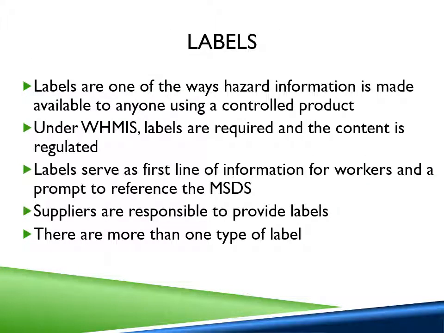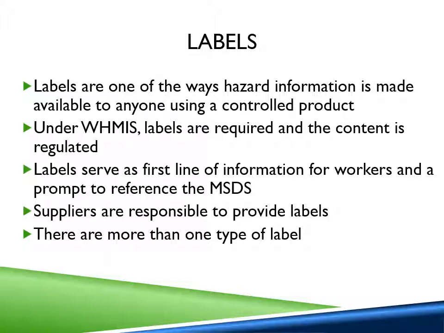Now that we have reviewed the controlled substances and classifications under WHMIS, we will move on to the subject of labels. Labels are one of the ways hazard information is made available to anyone using a controlled product. Under WHMIS, labels are required, and there are very specific requirements for the content of labels on containers carrying hazardous materials. Labels are the first line of information for workers when dealing with the material. The label alerts the worker to the presence of a controlled material, the ability to identify the controlled material, as well as other important information that we will discuss in detail over the next few slides.